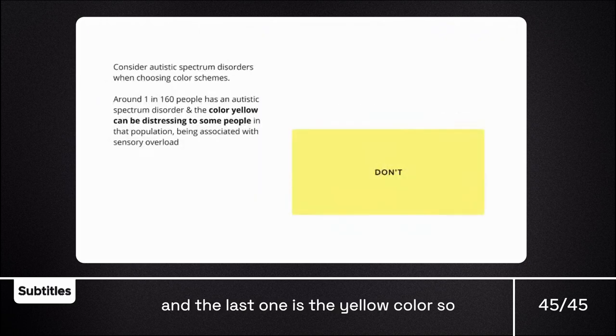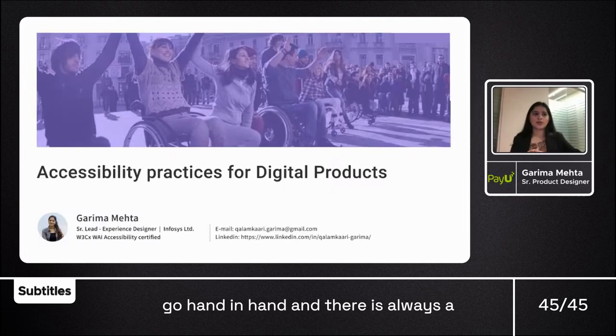And the last one is the yellow color. A lot of people find yellow very disturbing. So avoid using too much yellow on one particular screen. I hope there was a lot of information here, but usability and accessibility always go hand in hand. And there is always a little bit that you can do. Even if you achieve level A, I'm sure that it will really help people and it will bring more access to people for your products.